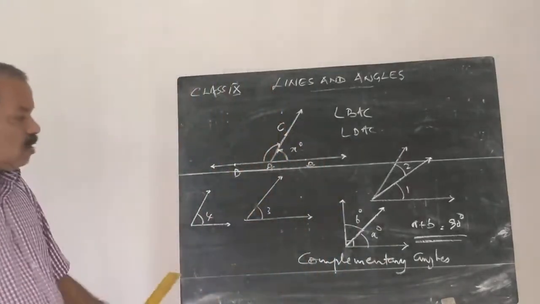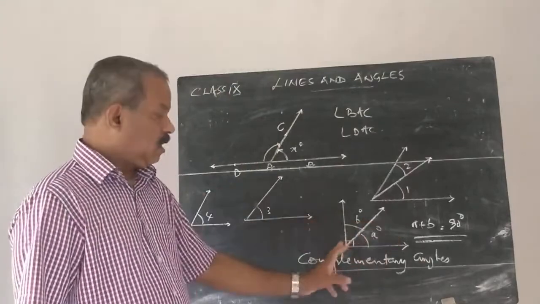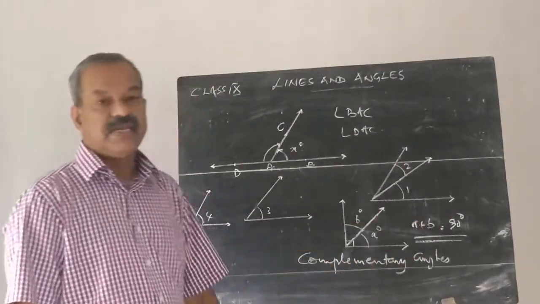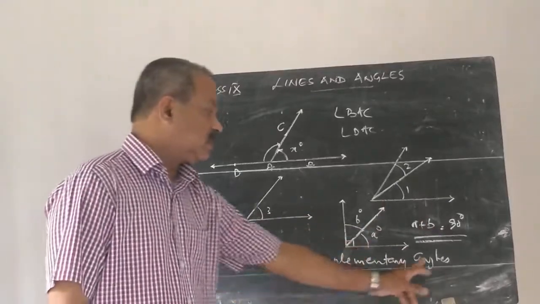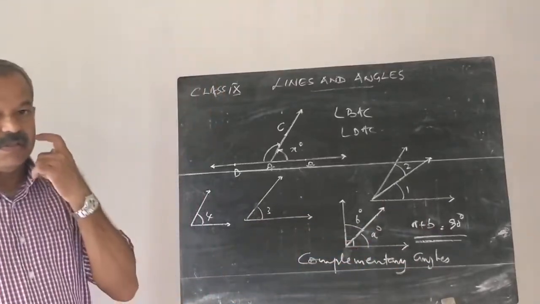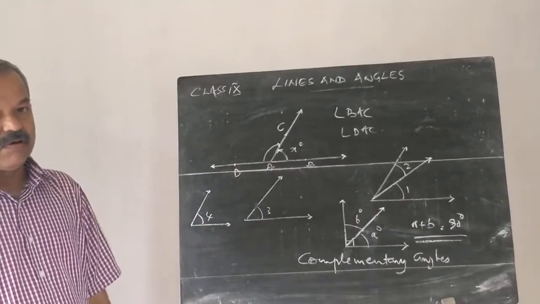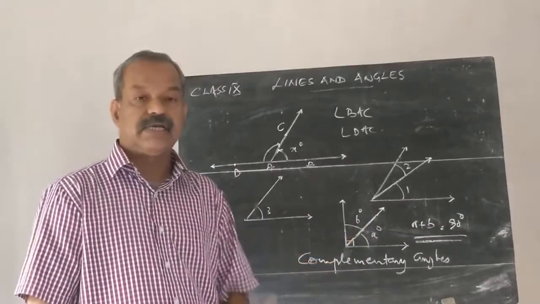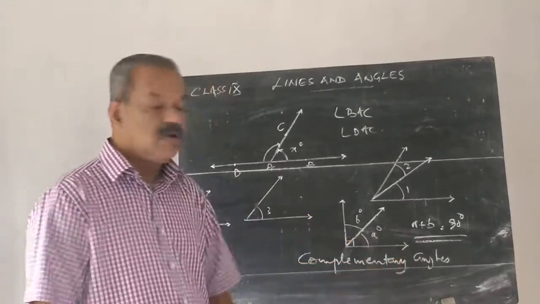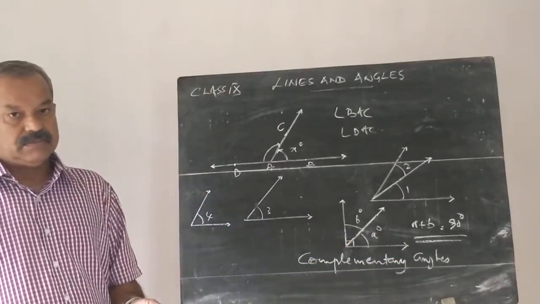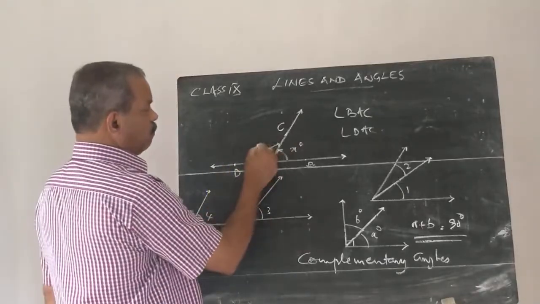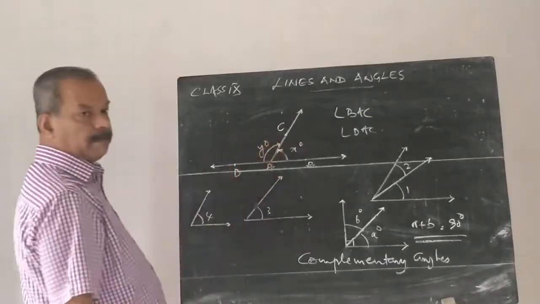If the angles are not adjacent, and if their sum is also 90 degrees, then we can also consider them as complementary angles. Two angles, complementary, in this way. But if they are also adjacent angles, then also we can call them complementary angles. Here, what is the sum of x and y?